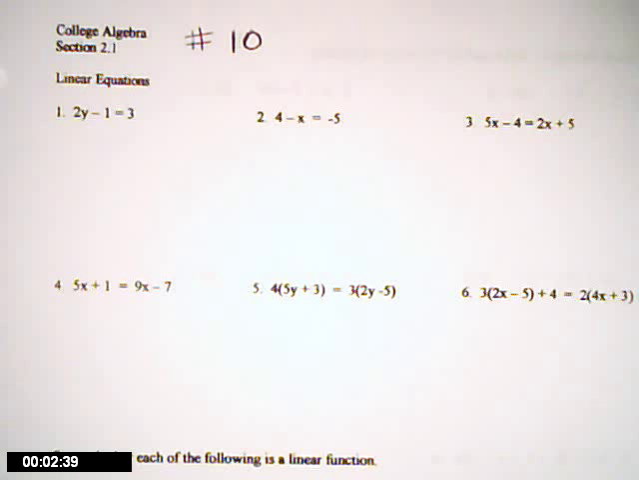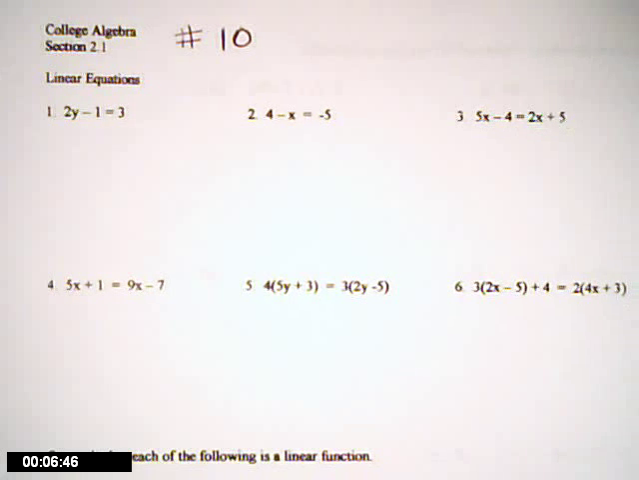This video is going to cover section 2.1. It goes along with your MyMathLab assignment number 10. Remember, when you solve a linear equation, you're going to get one solution, and the object is to get the variables on one side of the equal and the constants on the other. This is the handout that you will find under class notes in 2.1.